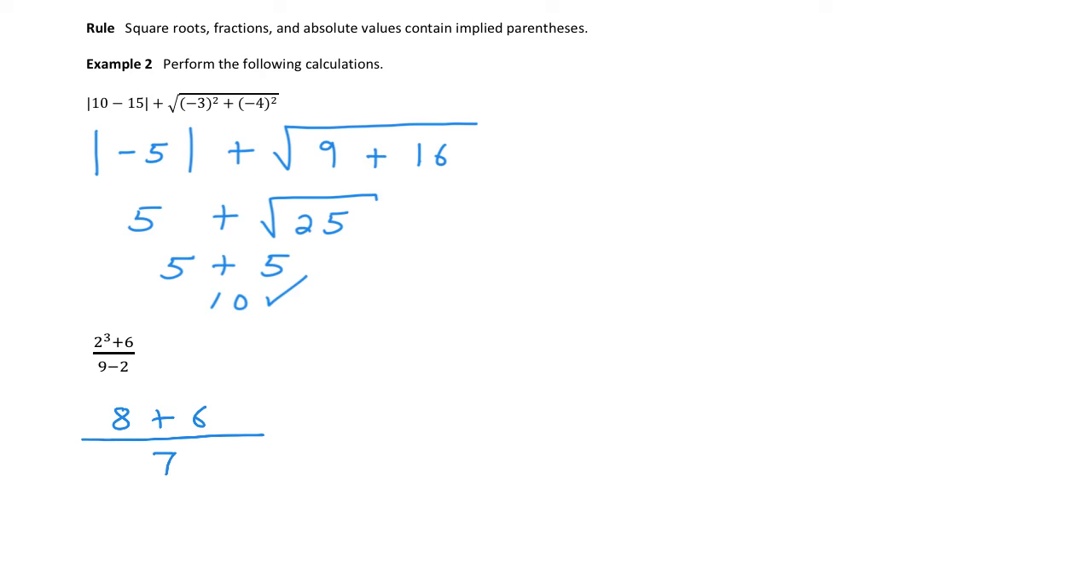So here, I'm working with the numerator and the denominator separately before I divide. So again, I have to simplify the numerator. We have 8 and 6. I'll kind of go across here. 8 and 6 is 14 divided by 7. And now everything is fine. I'm dividing. There's just one number in the top. There's one number in the bottom. And that simplifies to 2 over 1, or just a final answer of 2.